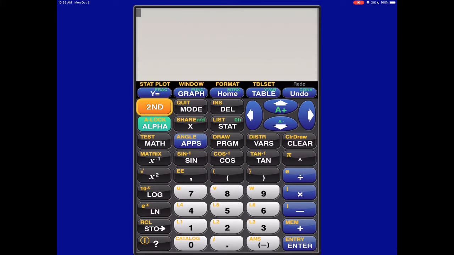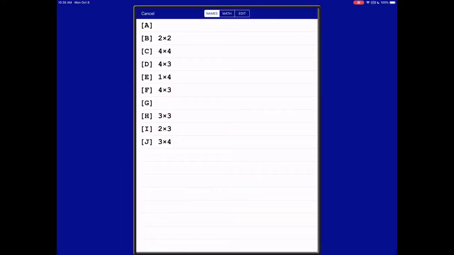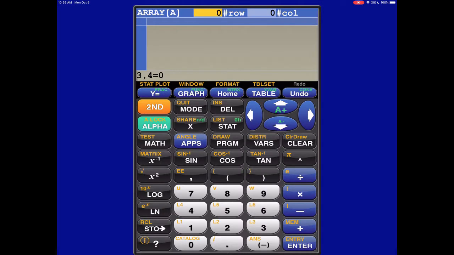You're going to go to Second, Matrix, over to Edit, hit the matrix you want to edit. Then you have to enter the size of the matrix. So we're going to enter, where in the notes it says matrix A, and it's a 2 by 2. Okay? All right. And then you're going to enter your data.